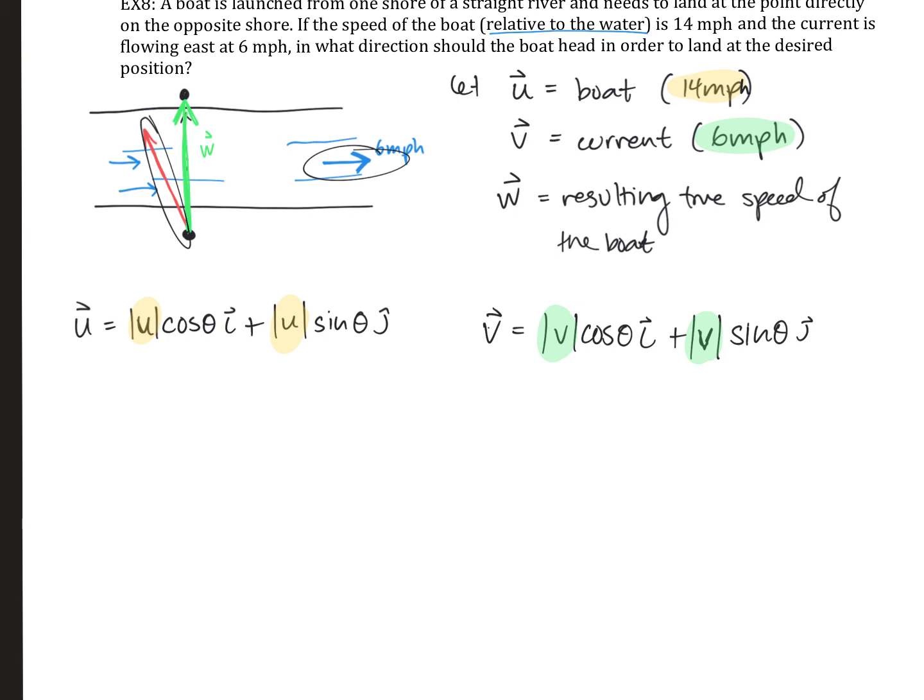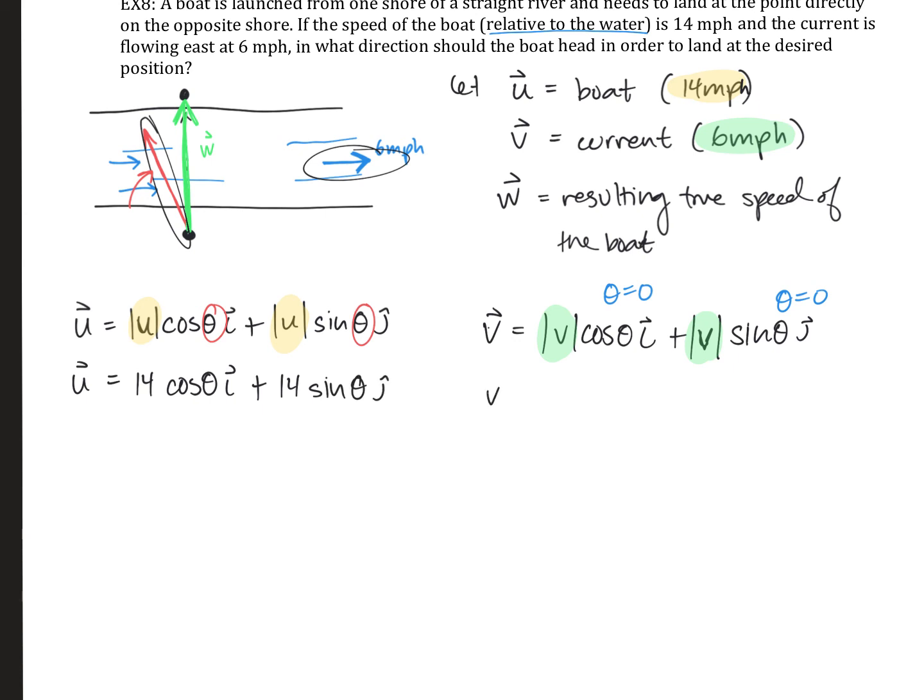Well, I know the direction of the stream. That's heading straight down, so that's going to end up being 0. So my theta value will be 0 here. Now what about the direction for u? Well, that is what we're trying to find. We're trying to find what direction the boat should head to end up in the right spot. So theta is actually the value we're searching for. So let's keep that in mind. So u is going to equal 14 cosine of theta I. We're not going to worry about the theta yet because that's what we're trying to solve for.